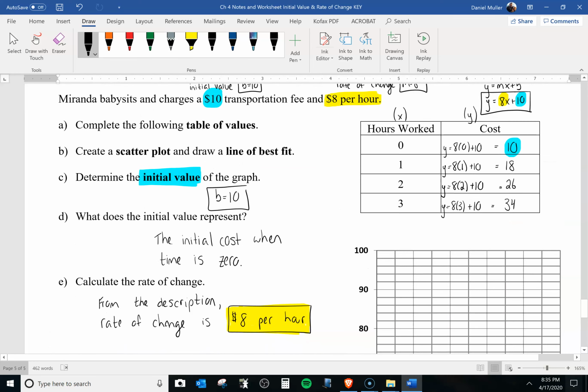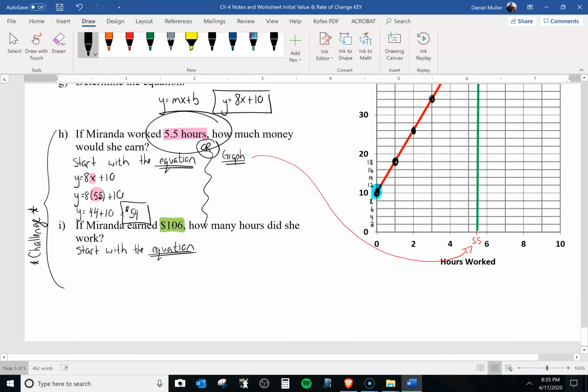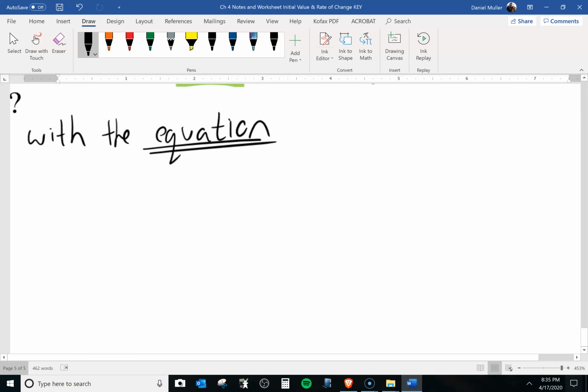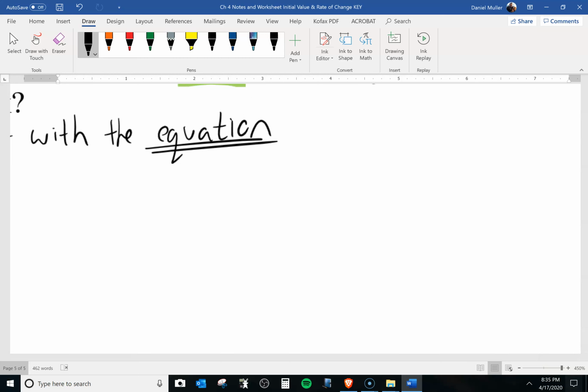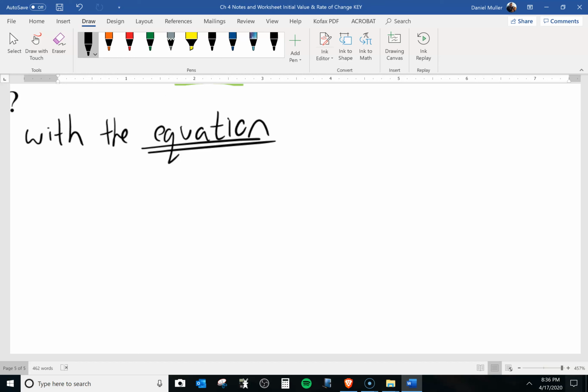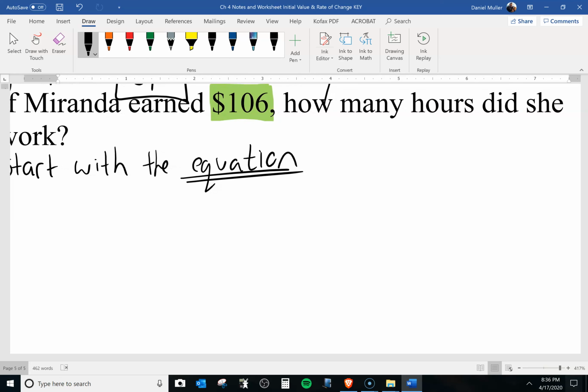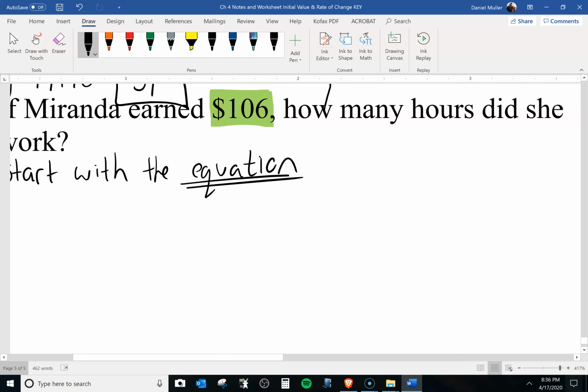Calculate. Oh, babysits. Okay, so for this question, compared to the other one, which said if they worked 7 hours, how much money would they make, this one's saying, well, let's say that they made 106. How many hours did they work? So it's asking the exact opposite question. We could have said, in 7 hours, how much money would she make? But here we're saying she's made 106.